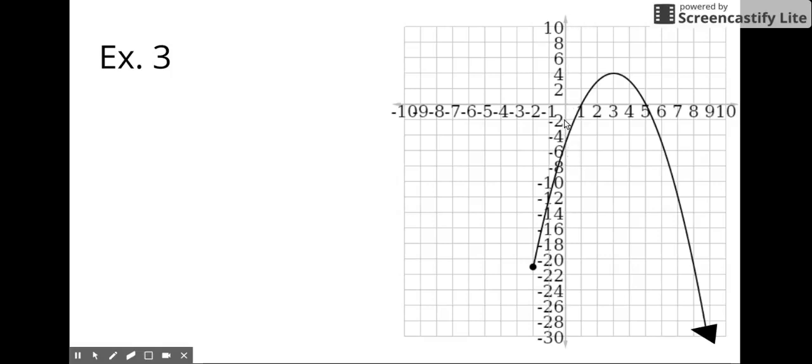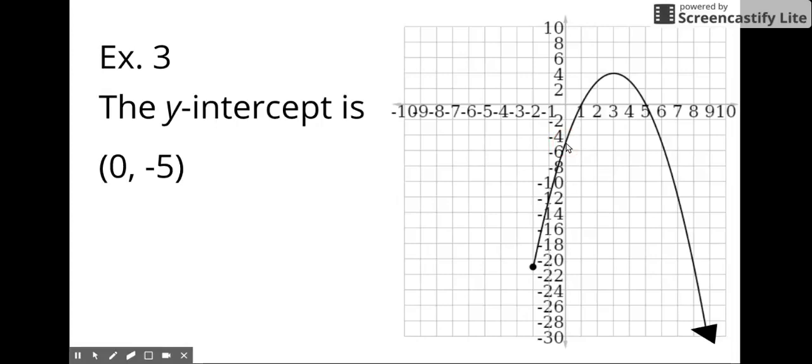So on the y-axis, our intervals are going by 2's. So our y-intercept is between negative 4 and negative 6. Halfway between that is negative 5. So the y-intercept is 0, negative 5.